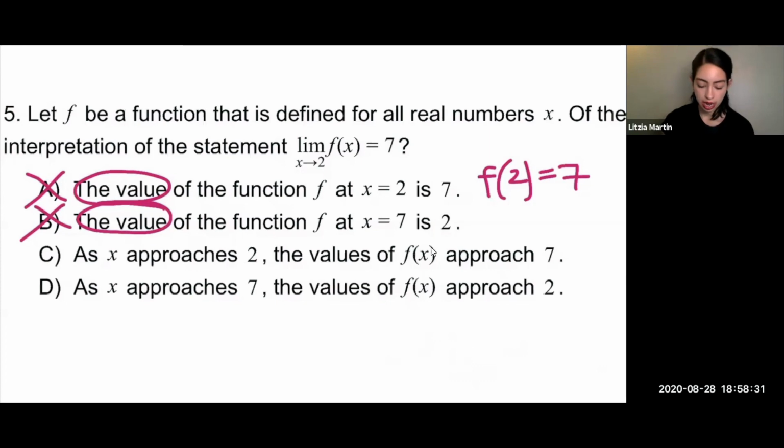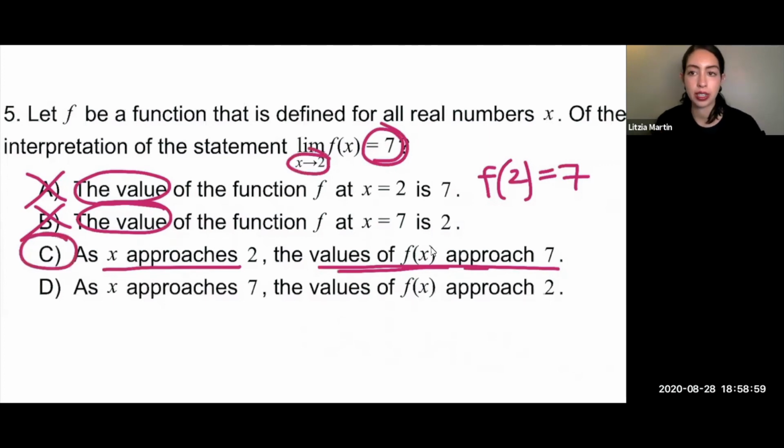Now we see here, as x approaches 2, the values of f of x approach 7. So we're still talking about the values of f of x, but they're approaching a value rather than actually being equal to a value. So that's more of a limit there. And so it is approaching 7, which is what we have here. X approaches 2 is what we have here. So C is the correct answer in this case. And that concludes our video on Introduction to Limits.